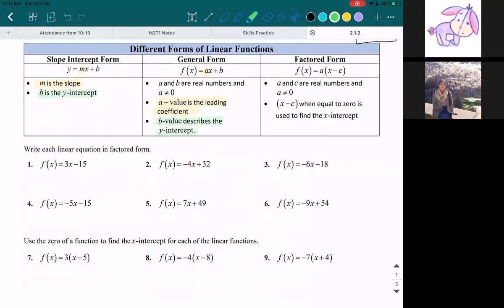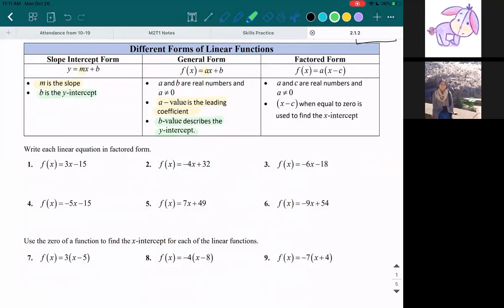Now let's talk about factored form. So look over on the right where we have factored form. We have that f of x is equal to a parentheses x minus c parentheses. A and c are real numbers. A is not equal to 0. And x minus c, when equal to 0, is used to find the x-intercept. We'll go over that in a little bit.